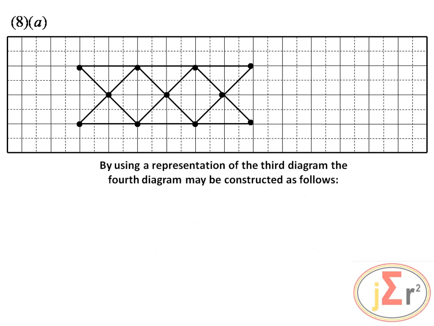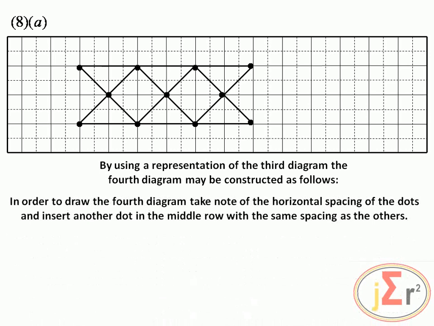By using a representation of the 3rd diagram that we have right there, the 4th diagram may be constructed as follows. So we're going to construct the 4th diagram by making use of the 3rd diagram. In order to draw the 4th diagram, take note of the horizontal spacing of the dots and insert another dot in the middle row with the same spacing as the others. So we have noticed the spacing, and we are going to put another dot with the same spacing right there.